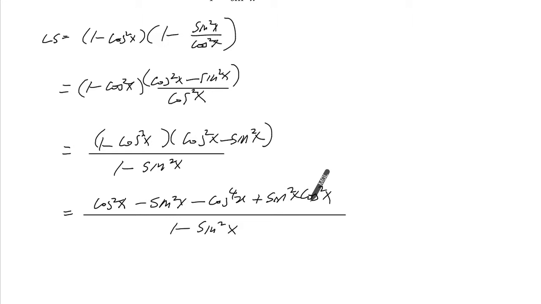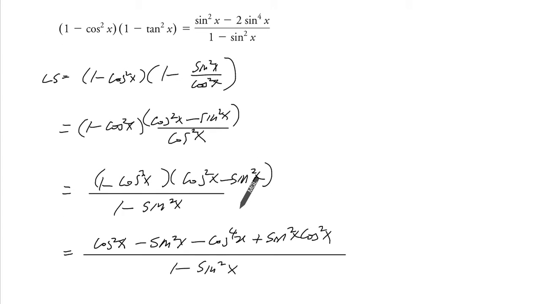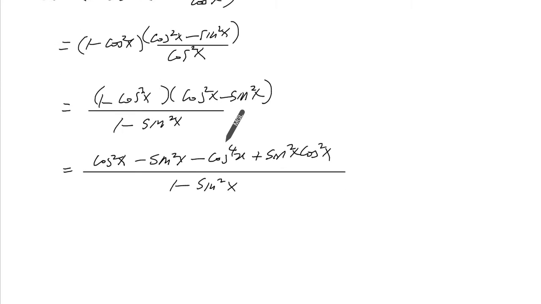Alright, so let's see if there's anything here we can collect. If there isn't anything we can collect, let's take a look at the right side. And the right side only has sine. Alright, so that means we should try to convert everything into sine. So this should be 1 minus sine squared x. Okay, this one stays the same.